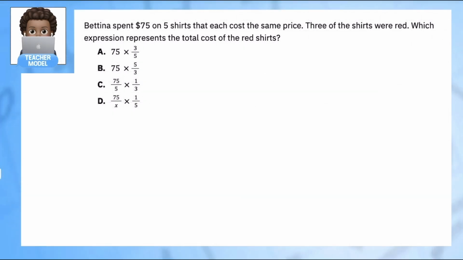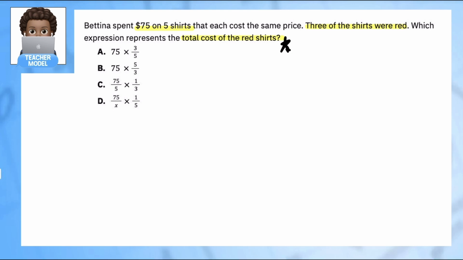Let's look at our first model problem. Bettina spent $75 on 5 shirts and they each cost the same price. 3 of the shirts were red. Which expression represents the total cost of the red shirts? So this is what I'm trying to find. How much did she spend on red shirts?